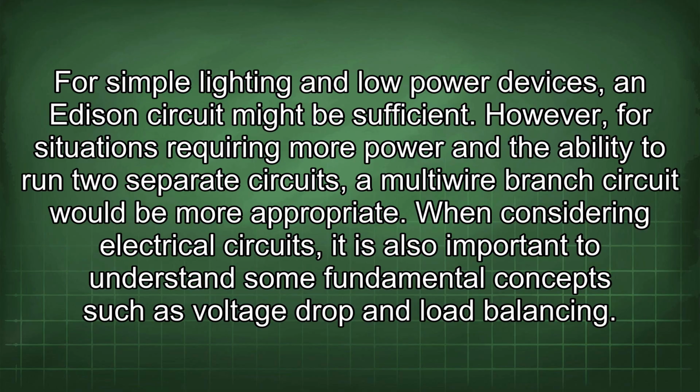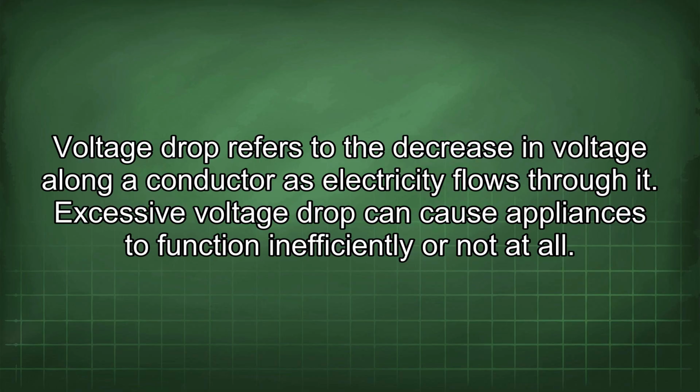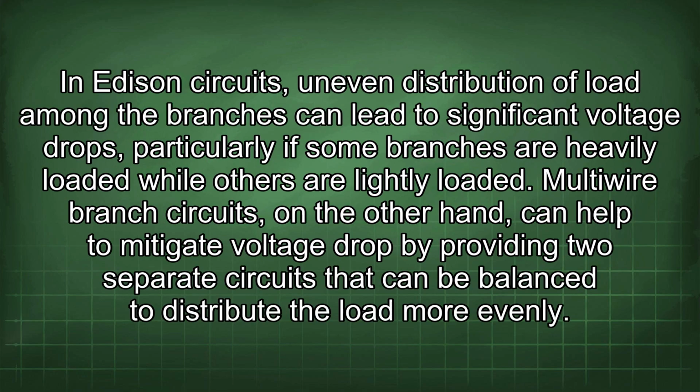When considering electrical circuits, it is also important to understand some fundamental concepts such as voltage drop and load balancing. Voltage drop refers to the decrease in voltage along a conductor as electricity flows through it. Excessive voltage drop can cause appliances to function inefficiently or not at all. In Edison circuits, uneven distribution of load among the branches can lead to significant voltage drops, particularly if some branches are heavily loaded while others are lightly loaded. Multi-wire branch circuits, on the other hand, can help to mitigate voltage drop by providing two separate circuits that can be balanced to distribute the load more evenly.